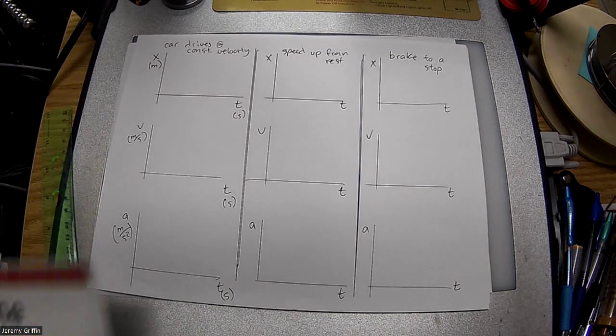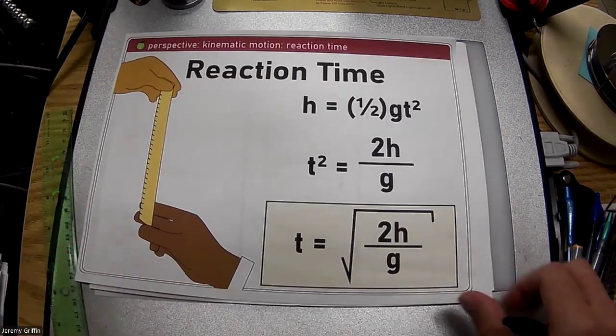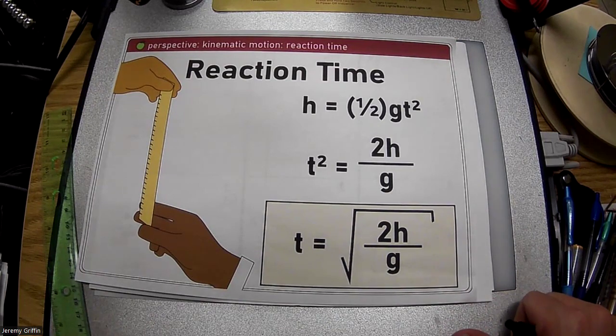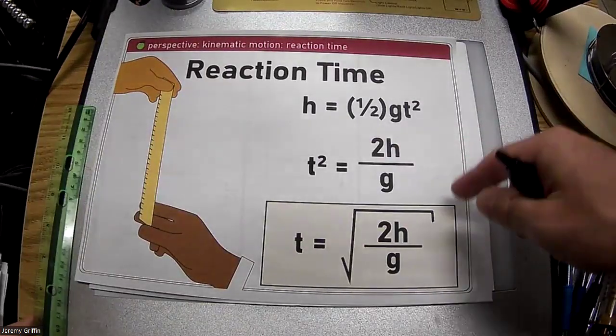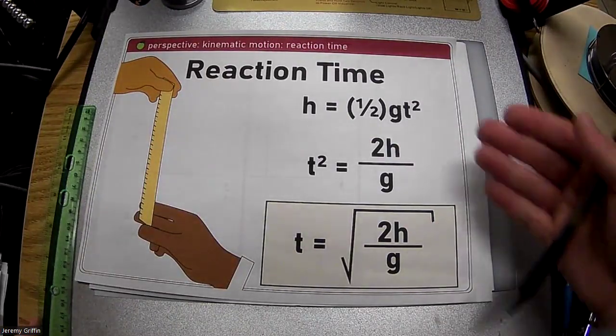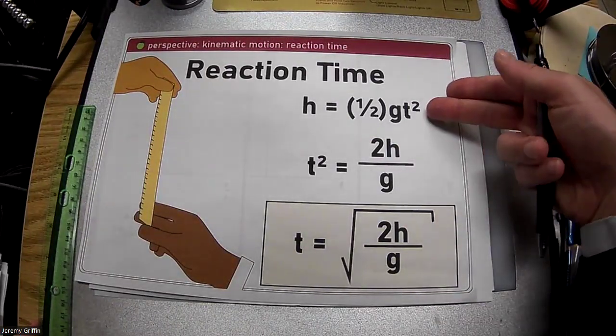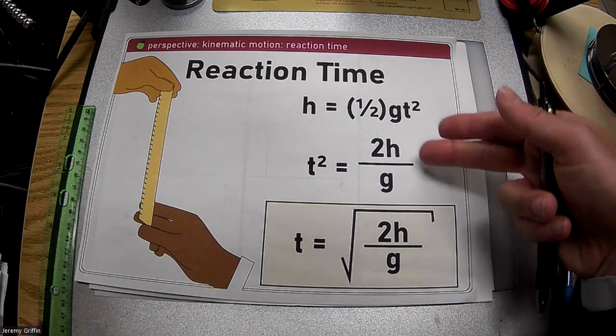Here's one I'm just going to throw up here because we kind of already covered this one. You guys remember this lab? You held a ruler, your friend caught it. However far the ruler fell, that could tell you something about the reaction time. This is exactly how you solve it. It starts from rest. Got that.